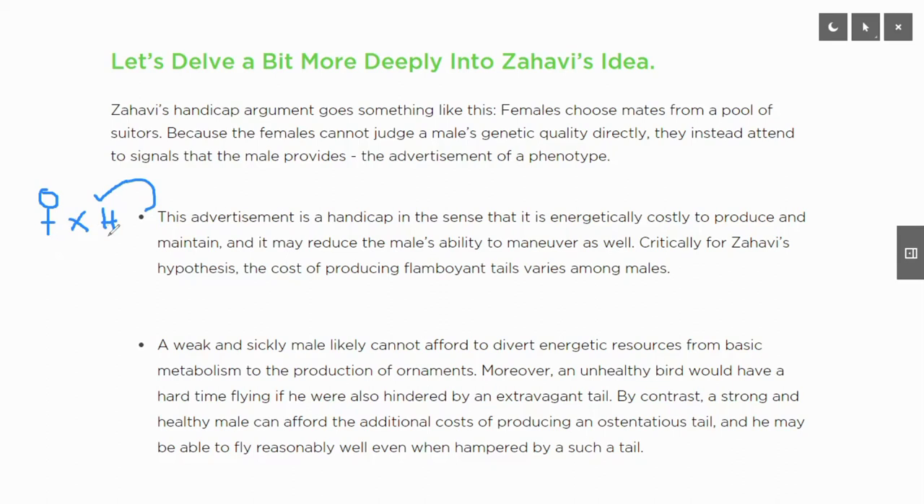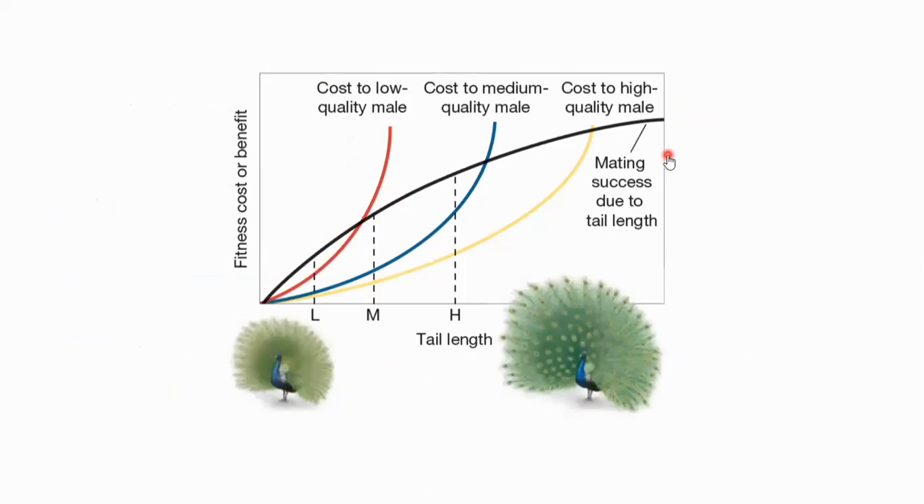So a female mates with this individual, and those individuals that do not have this handicap, H for handicap, are sexually not fit. Why? Because such individuals do not have healthy genes, and cannot utilize resources to convert them into beautiful, vibrant colors of feathers or beautiful crowns and all those sexually dimorphic characteristics. Okay, let me clear this again. And this one, okay. So let's consider this diagram.